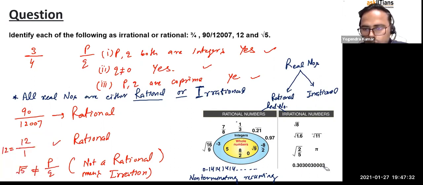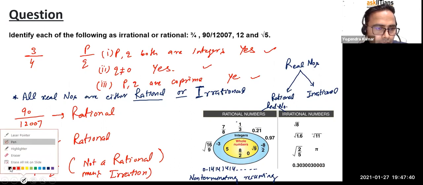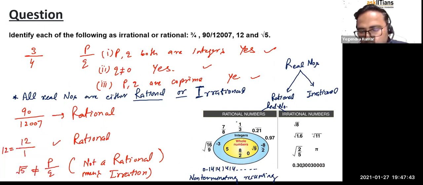I need an eraser here. So I'm correcting it here. The correct format should be, let me use black color only here, 30 300 300 then, and that's all. It is continuing. 3 zeros were there, 4 zeros are coming, and then it's continuing. What is the exact thing here? It is non-terminating non-recurring.